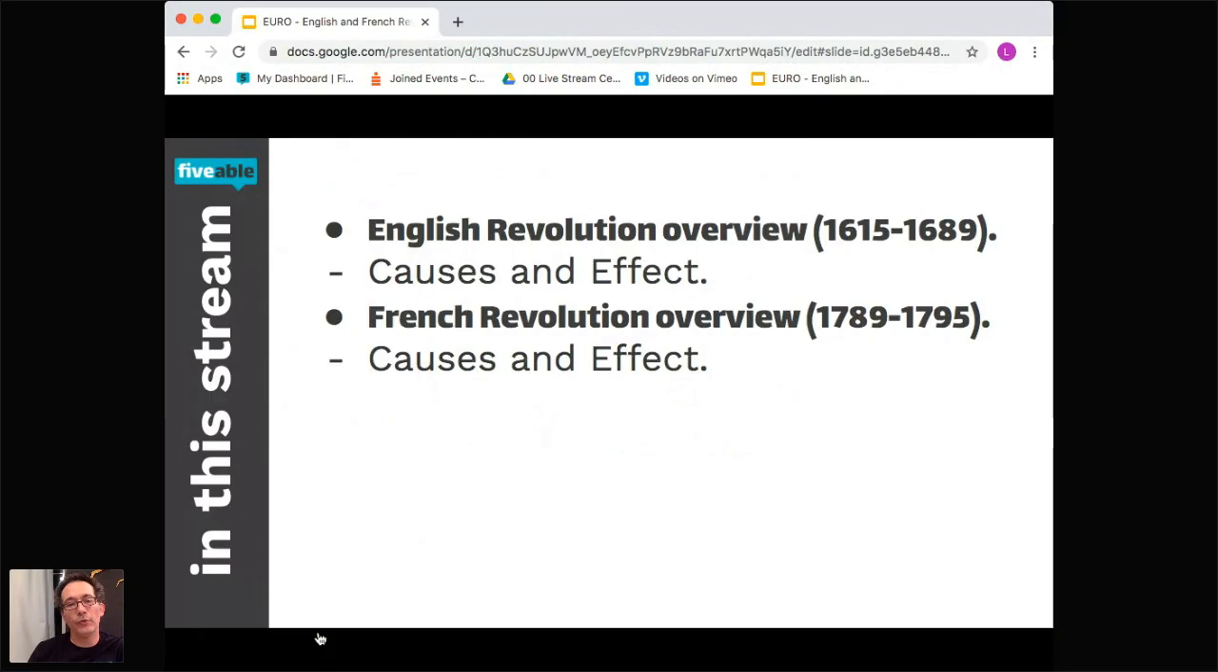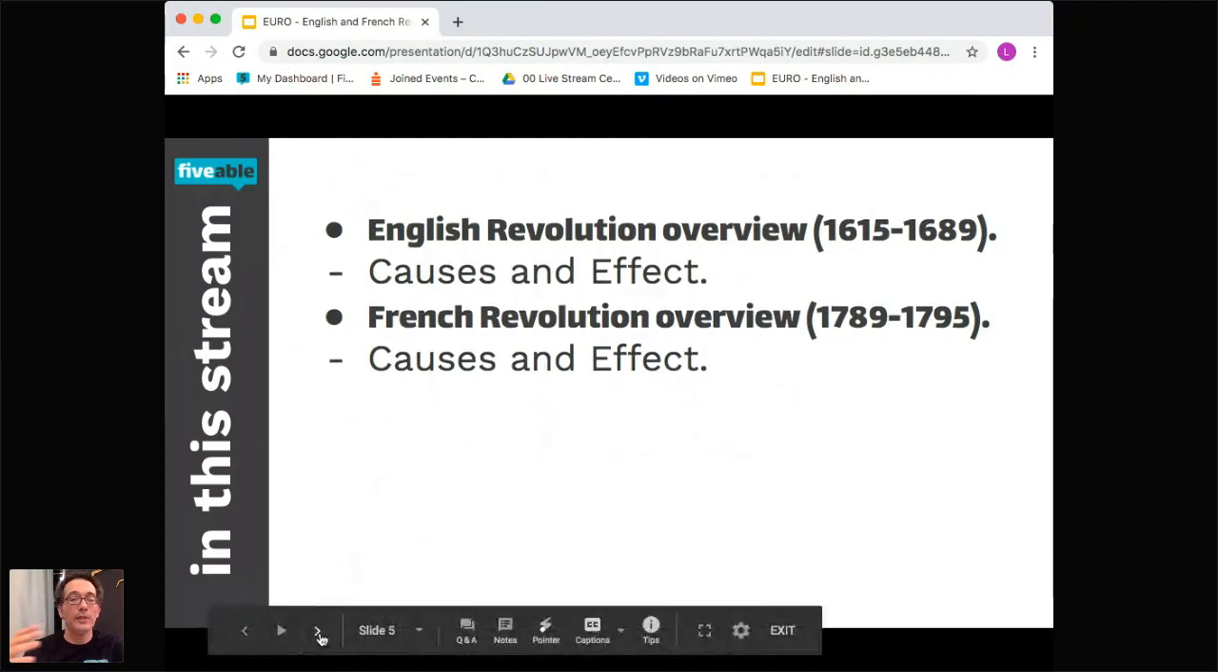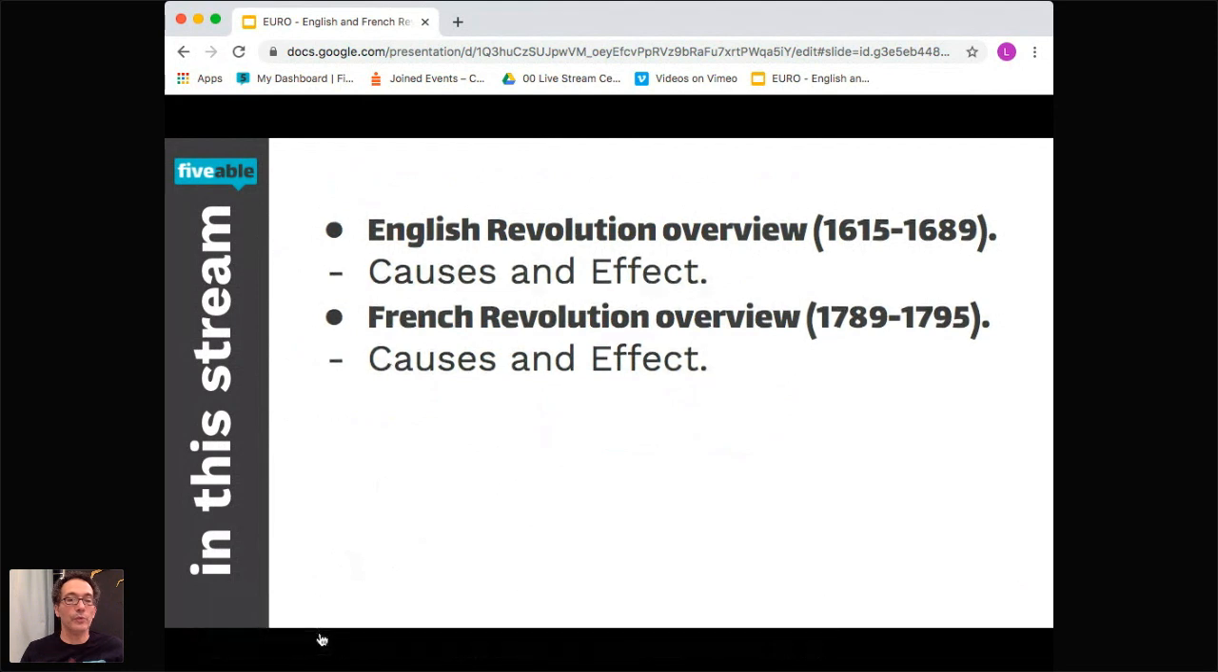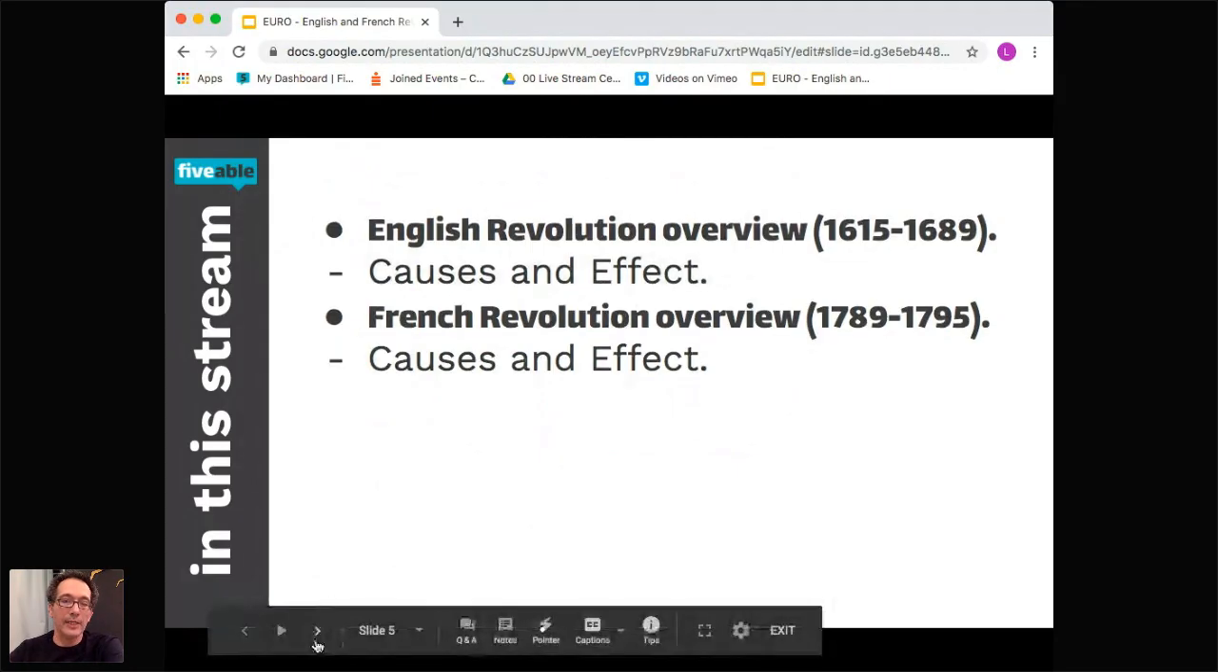So we're looking at causation. Why did the French Revolution happen? Why did the English Revolution happen? And then talking about their effects later on. How did they influence? Also, who knows, there might be a comparison question between the French and the English Revolution. Which one is more influential? Many questions can pop from that. So comparing and contrasting could be helpful.